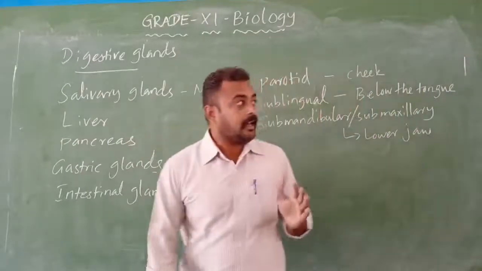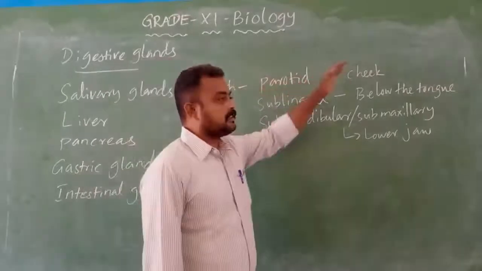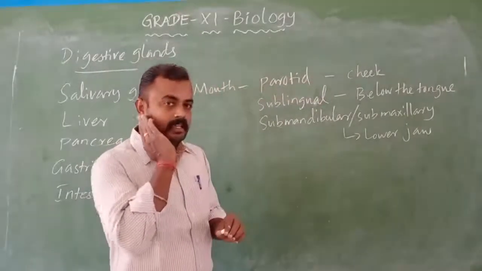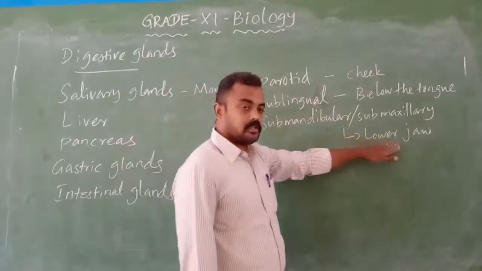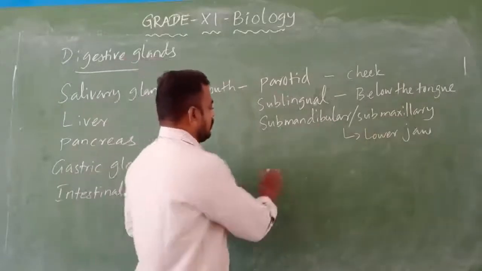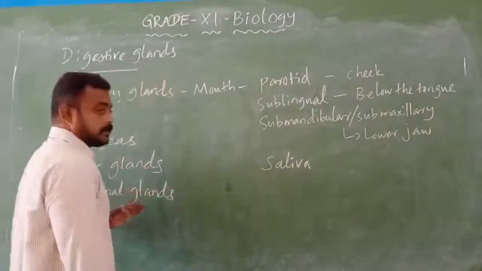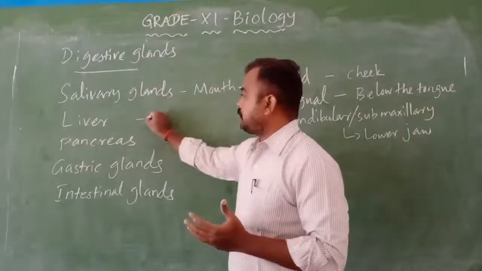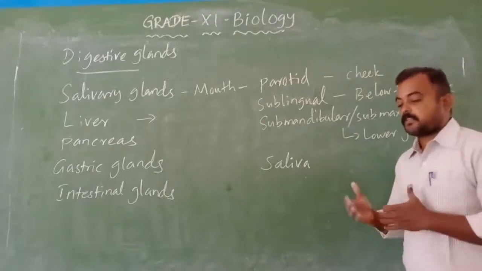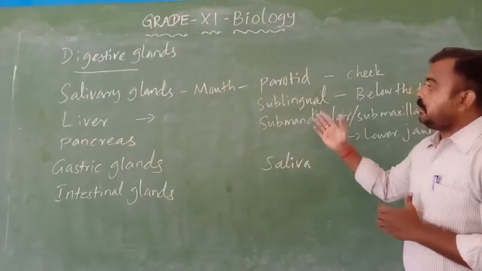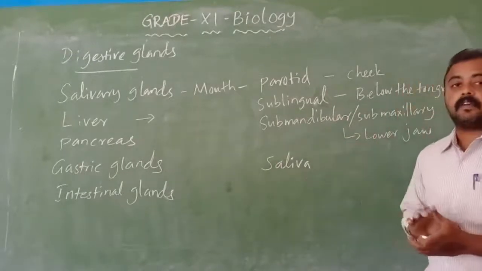So how many glands are there? Three glands: parotid, sublingual, and submandibular. The parotid gland is present in the cheek area, near the ears. The sublingual is below the tongue. The submandibular is situated in the lower jaw. What do the salivary glands secrete? Saliva. What is present in saliva and the functions of its enzyme we will see later. Here we see only where it is present. In the next topic we will see the functions of saliva.